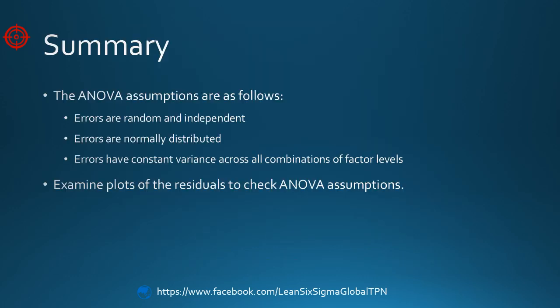So let's review. We learned that there are three key assumptions about the errors for an ANOVA model. The assumptions are that the errors are random and independent. The errors are normally distributed, and the errors have constant variance across all combinations of factor levels. If the model violates these assumptions, the results of the analysis can be misleading. We can examine the plots of the residuals to check the ANOVA assumptions.